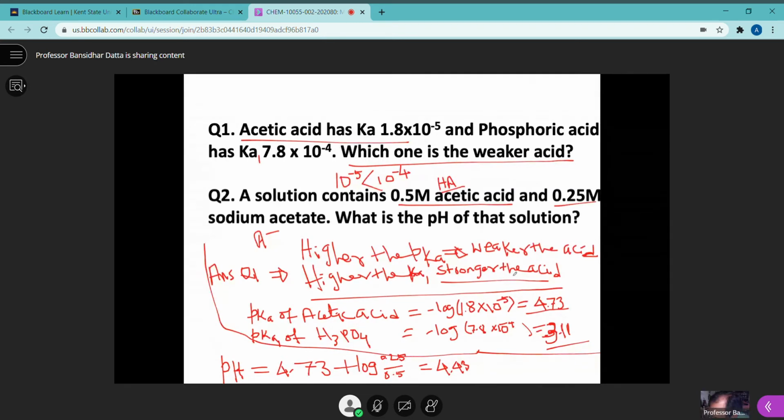So for the log, is it 0.25? So what you need to do is 0.25 divided by 0.5 first. Get the number and hit the log. Okay, got it. Yes, absolutely.